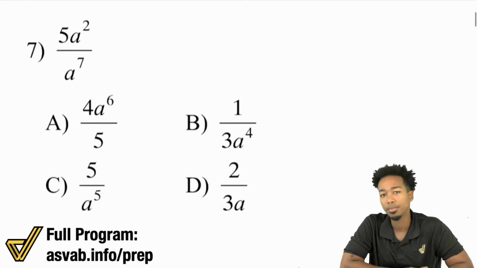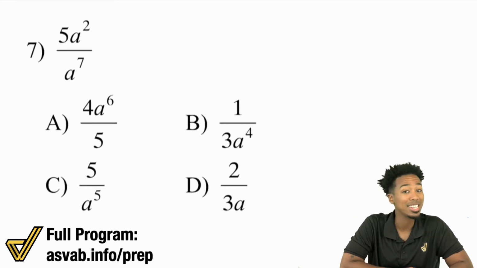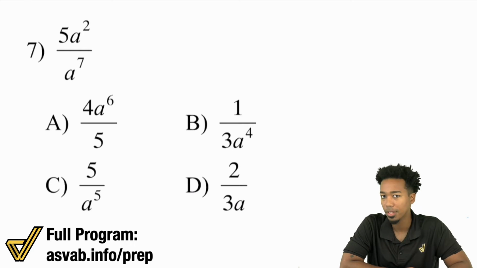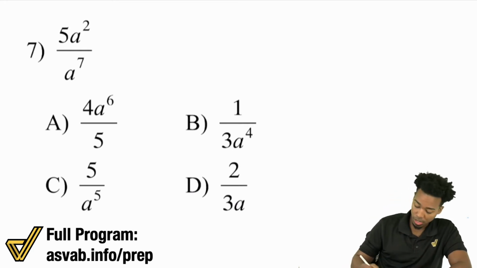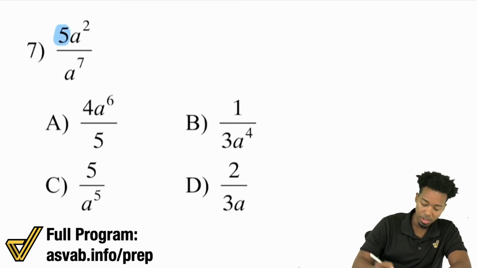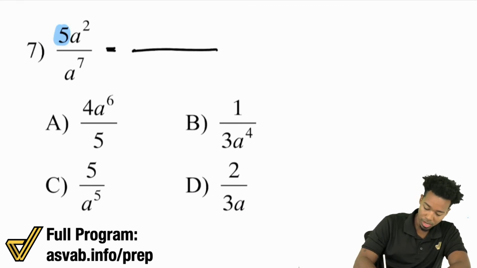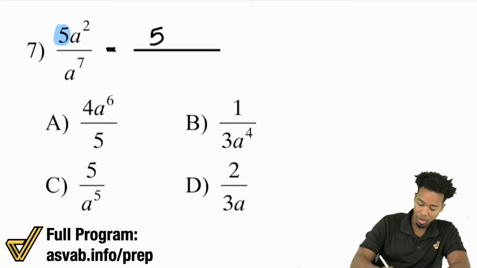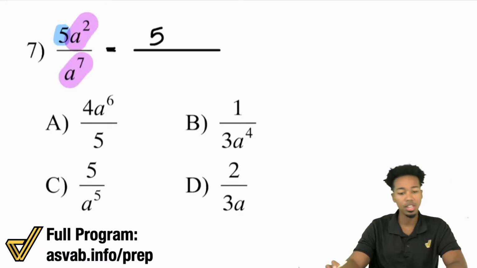So number 7, we have 5a squared over a to the power of 7. How do we take care of this? Notice how we have a 5 up top, but nothing on bottom, so the 5 is going to stay exactly where it is. Next up, we're going to be taking care of a squared and a to the power of 7.